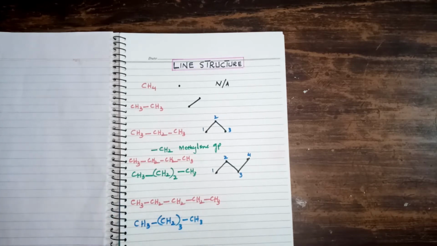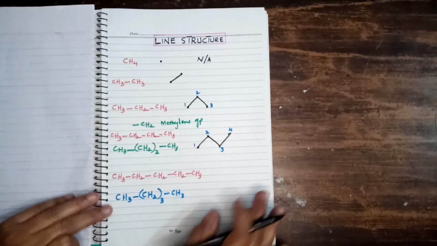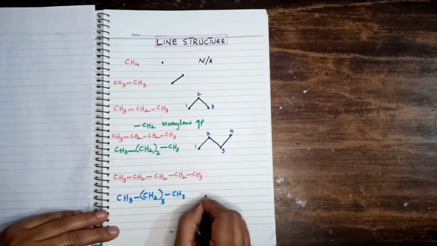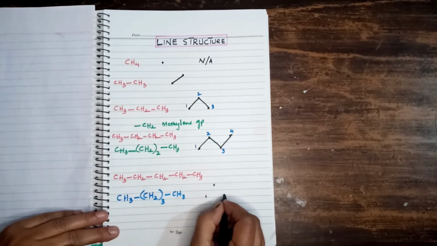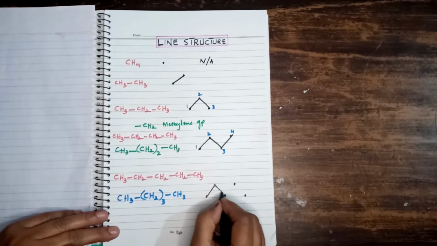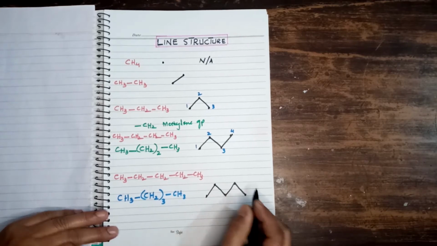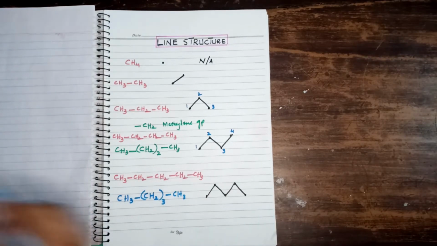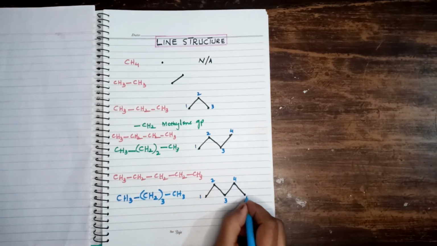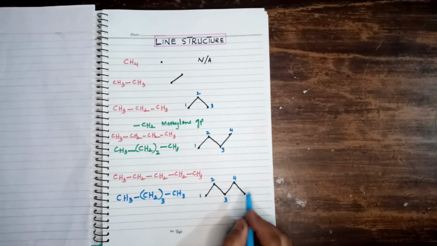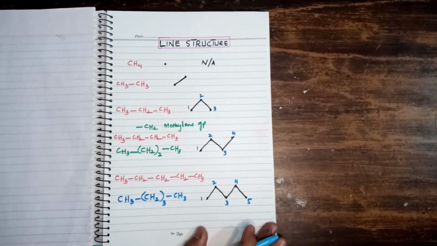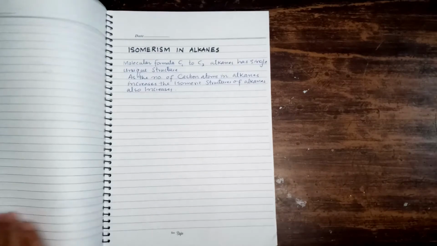Now if we are asked to draw the line structure of pentane, we will make 5 dots: 1, 2, 3, 4, 5, and join these dots together like this. Count the number of carbon atoms: 1, 2, 3, 4, 5. So this is the line structure for pentane. Similarly, we can also make the line structure for higher hydrocarbons like this.